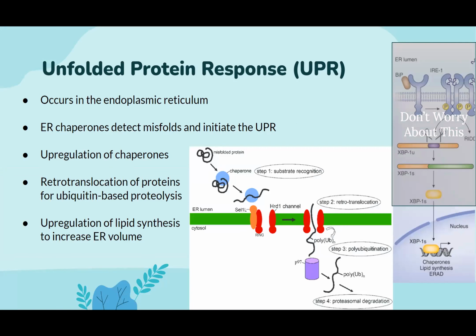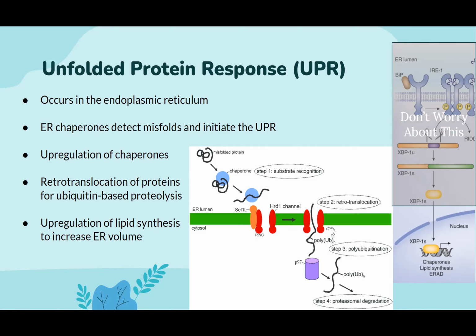In the ER, there's a different response. It's called the unfolded protein response. And so it's a lot of the same concepts as the heat shock response, right? It's the upregulation of chaperones. And then there's no proteasomes in the ER. So in the UPR, the cell has to retrotranslocate proteins out of the ER. And when it leaves the ER, the proteins are tagged with ubiquitin, and then it can meet proteasomes in the cytosol to be destroyed. Then the third thing that happens is an upregulation of lipid synthesis.